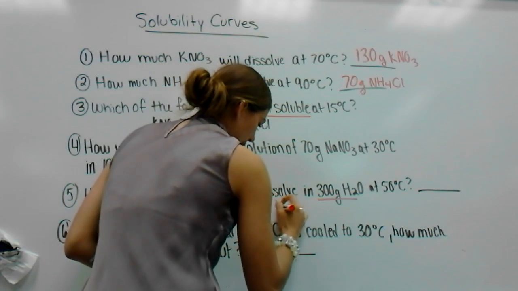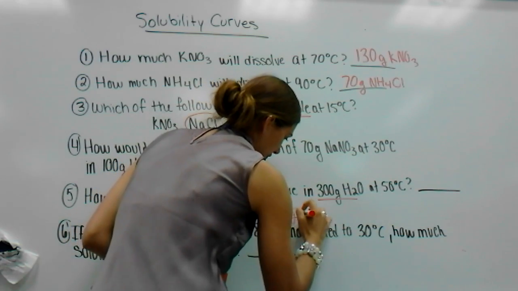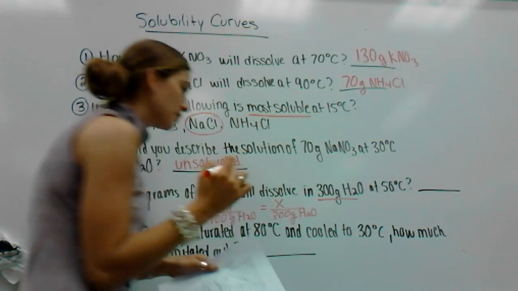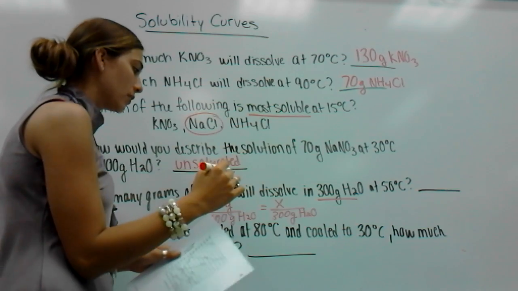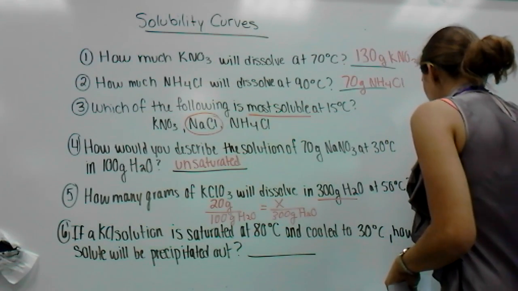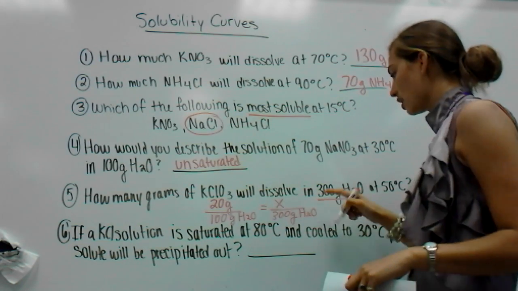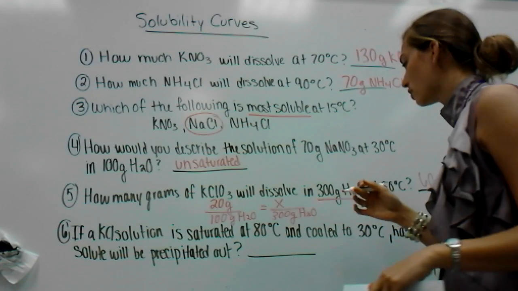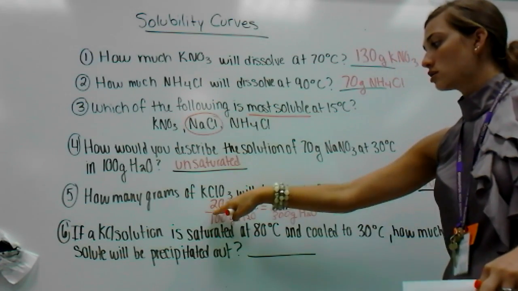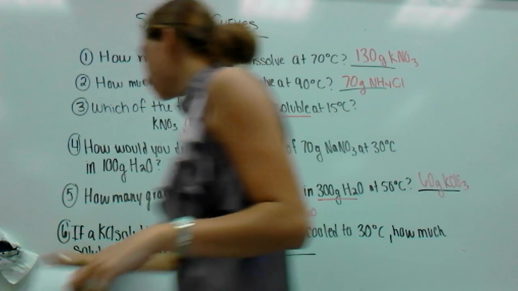We want to know how many grams will dissolve in 300 grams of water. So it's a proportion, and when you complete that proportion, you should get 60 grams of KClO3. We look here, 300 grams is triple the amount of 100 grams, so it makes sense to multiply the amount of grams you have by 3 as well.